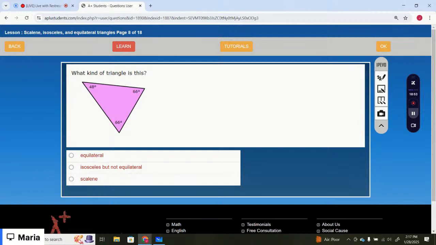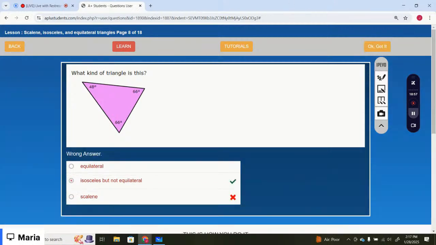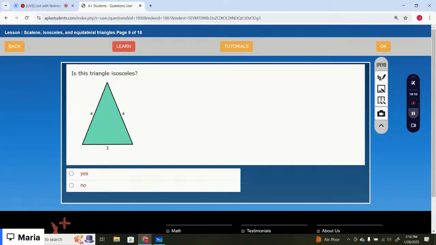Scalene triangle it is. The correct option is scalene. Isosceles triangle it is. Is this triangle isosceles? Yes, it is. The correct option is yes.